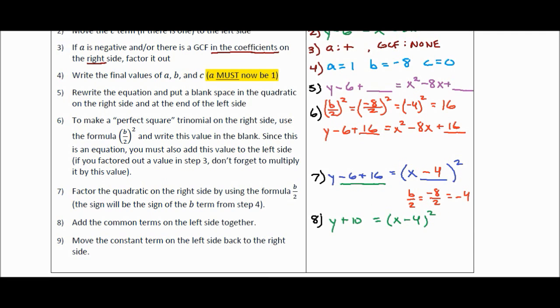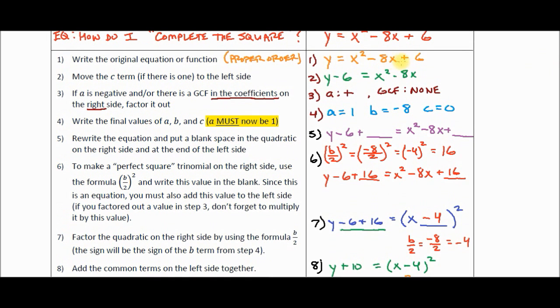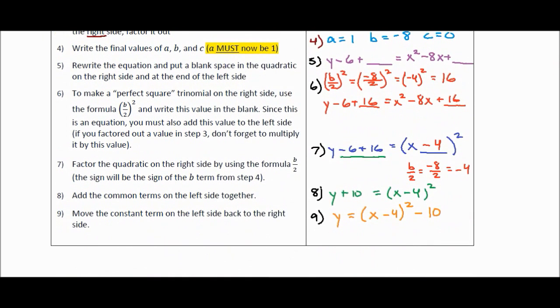And the last step is take the plus 10 and move it back to the other side. So in this final step, we're going to take the positive 10 and move it over. That means we subtract 10 from the left side. That's going to change our left side back to y. And then our right side, we're subtracting 10 as well. So we've got x minus 4 squared minus 10. And you can see, class, by the time we got to step number 9, we ended up changing our standard form quadratic to vertex form. And that is what completing the square does.